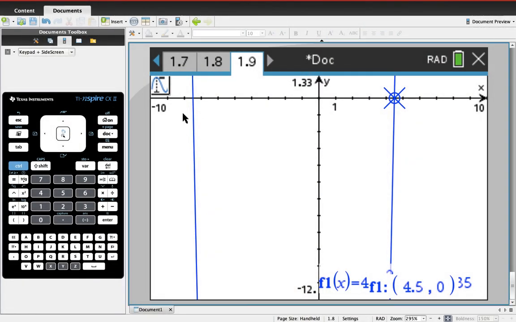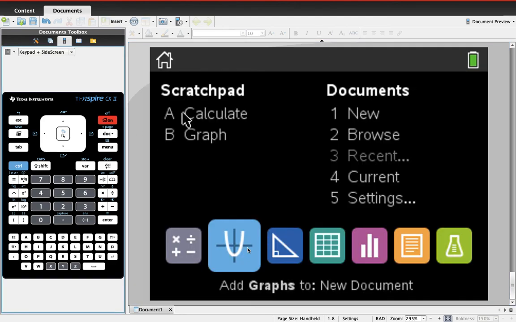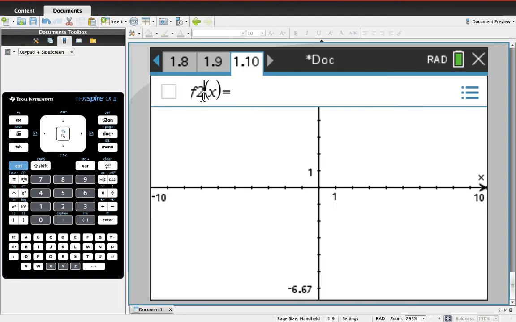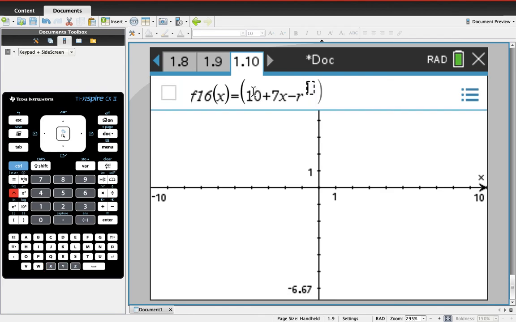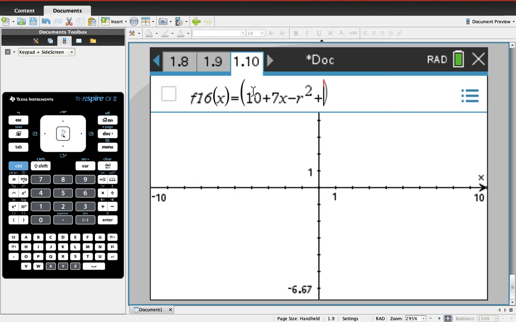So I'm going to go over here. I'm going to start a new graph. And I'm going to say that this is my function from question 16. I'm going to go ahead and say parentheses 10 plus 7. And I'm going to change it to an x minus r to the power of 2 plus, hold on, outside of my parentheses, plus, open parentheses, negative 6, r to the power of 2, minus 18, plus 5r.